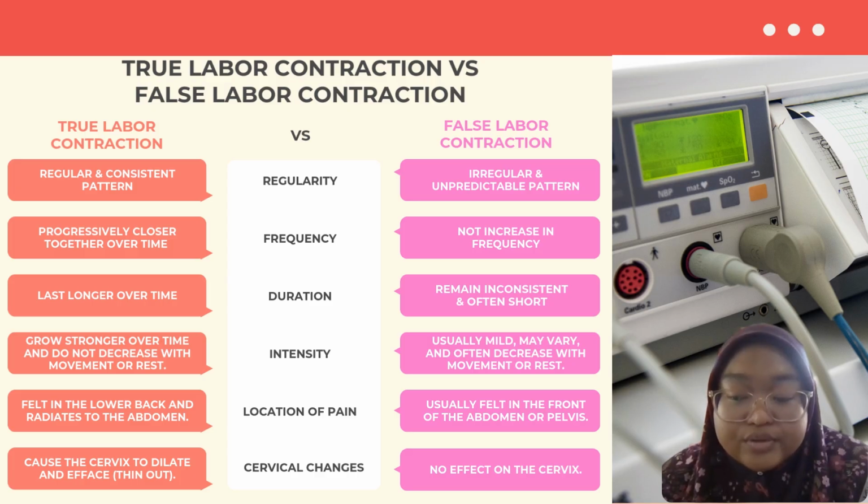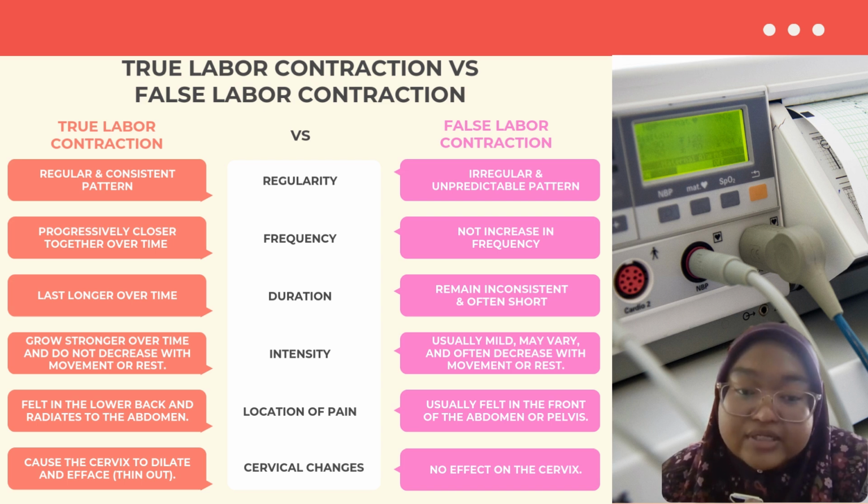The difference between true and false labor contractions is that true labor contraction has a pattern, so we can predict the progression of labor, while false labor contraction does not have a pattern and is very similar, so it is always mistaken as true labor contraction. Here are some of the patterns we are talking about: the regularity, frequency, duration, intensity, location of pain, and the cervical change.